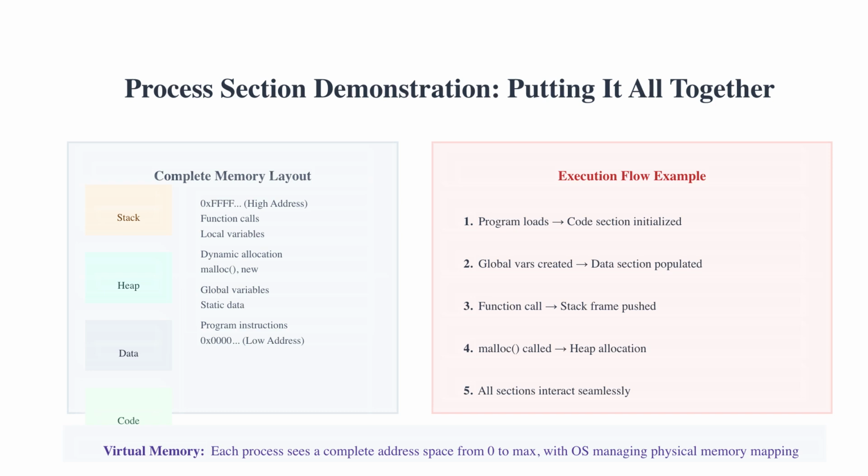Remember, this entire address space is virtual memory. Each process sees a complete private address space, even though the physical memory is shared and managed by the operating system. This gives us both protection and the illusion of unlimited memory. You now have a complete picture of how process memory is organized and how all the pieces work together.